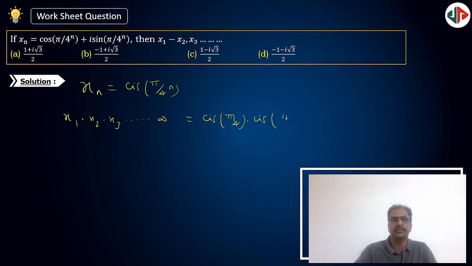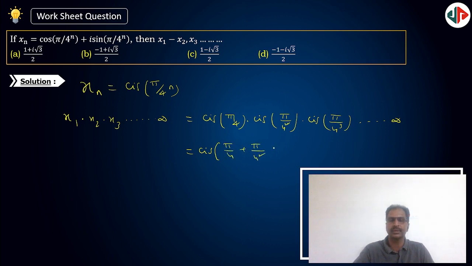x2 cis pi by 4 square, cis pi by 4 cube, up to infinity. Cis theta 1 into cis theta 2 into cis theta 3 means cis of theta 1 plus theta 2 plus theta 3 plus... These are in geometric progression. Sum of infinite terms is a by 1 minus r, what is the common ratio?